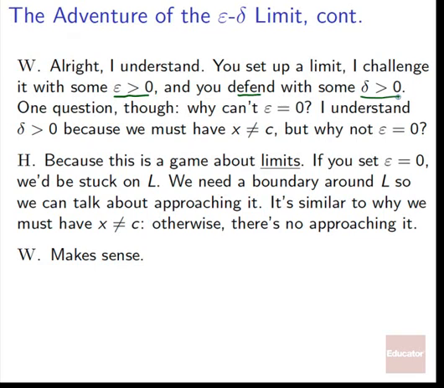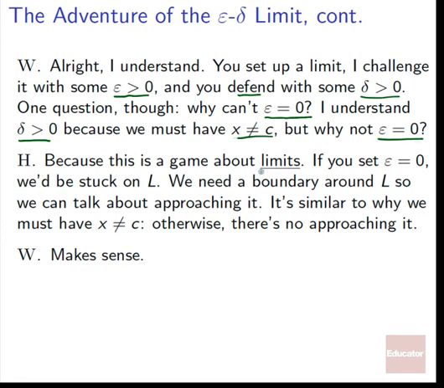One question though, why can't epsilon equal zero? I understand delta must be greater than zero because we must have x not equal c, right? If delta is greater than zero, then we know that we can't actually be sitting on top of x equals c, so x is not equal to c. But why not epsilon equals zero?